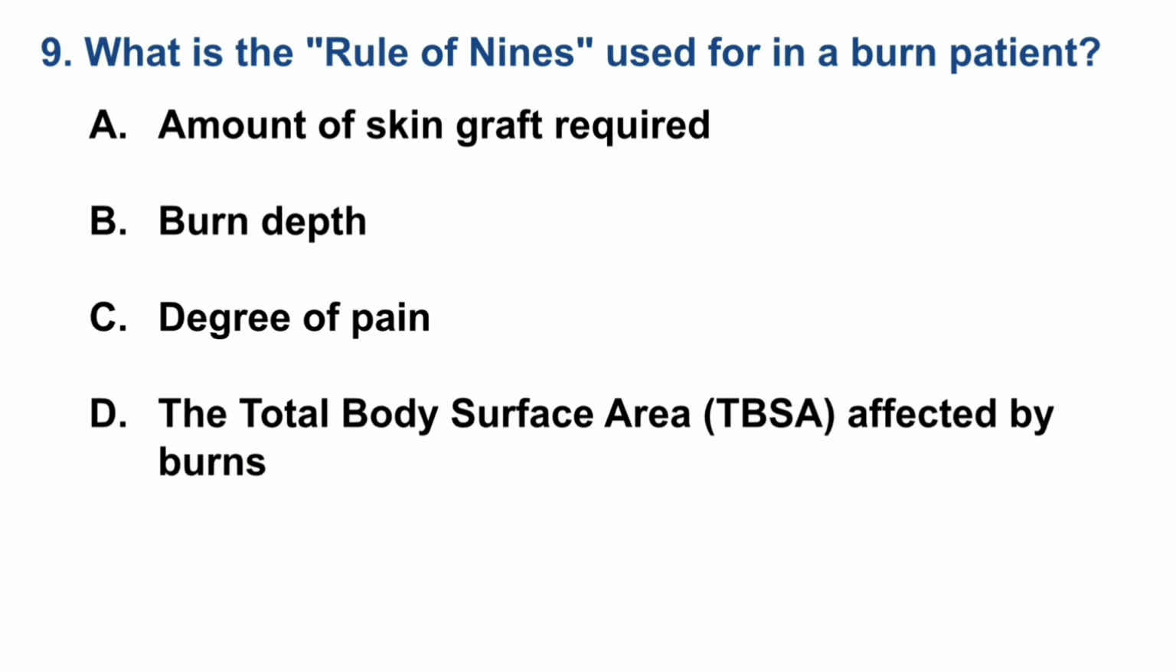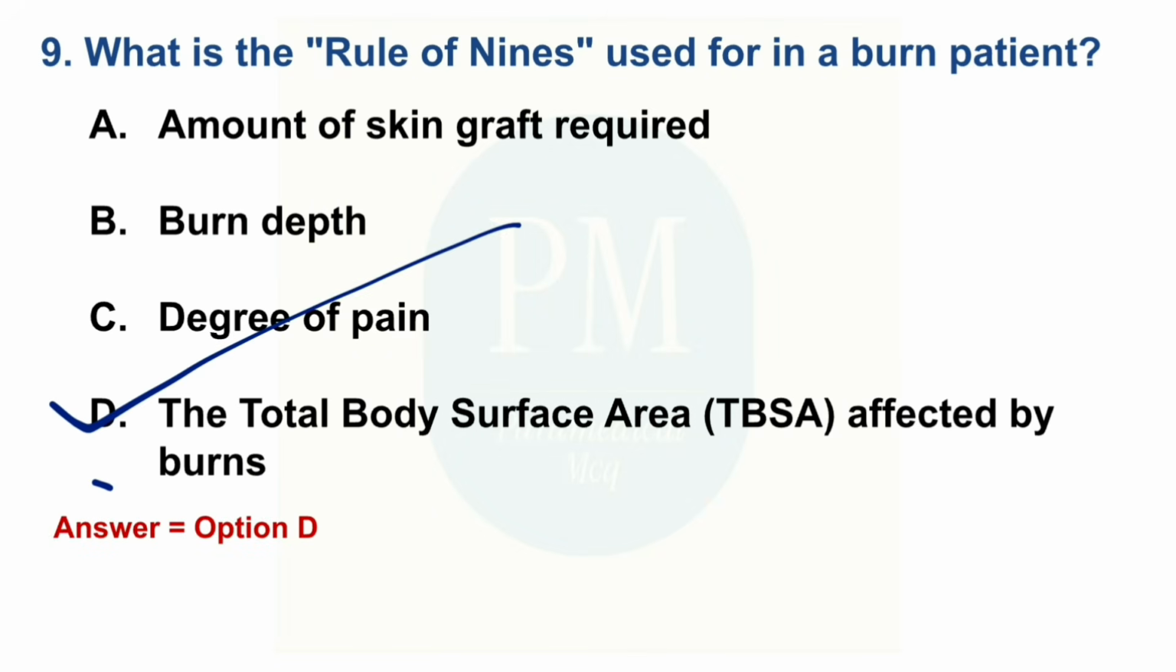What is the rule of 9 used for in a burn patient? Option A, amount of skin grafting required; option B, burn depth; option C, degree of pain; option D, the total body surface area, TBSA, affected by burns. The correct option is option D, the total body surface area, TBSA, affected by burns.